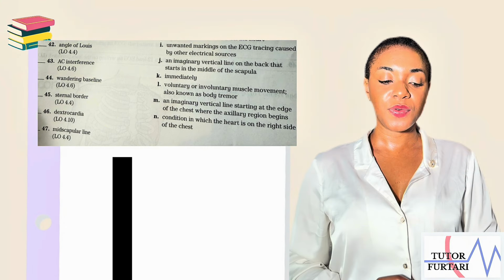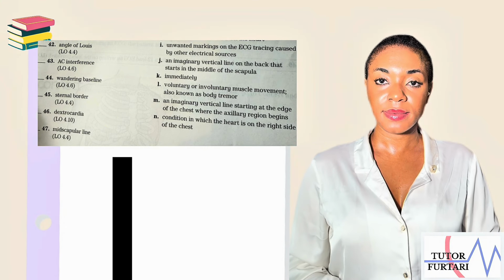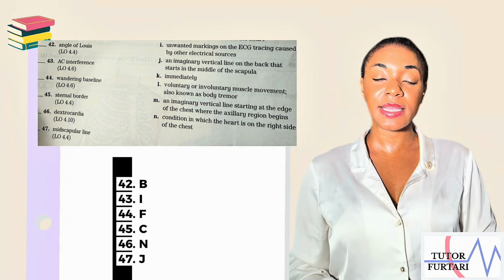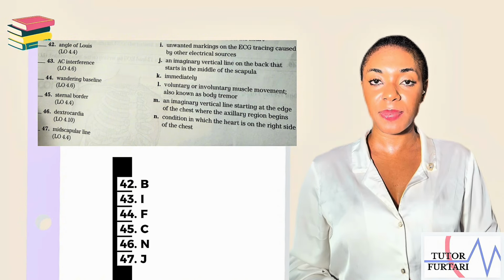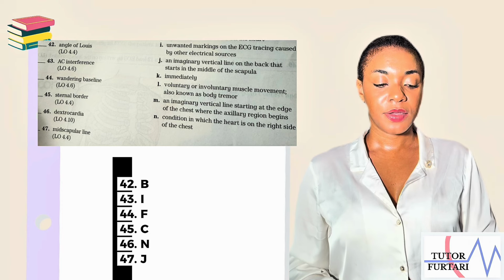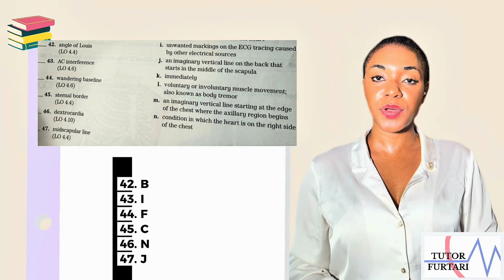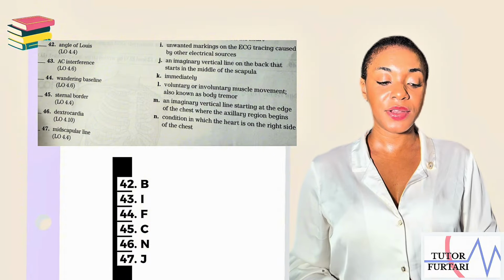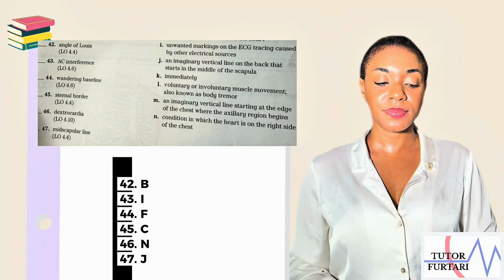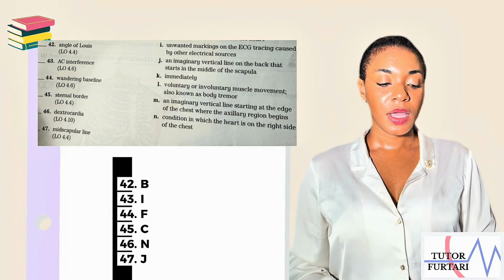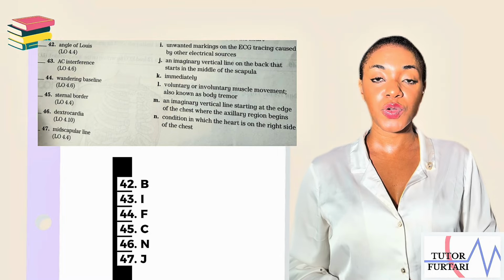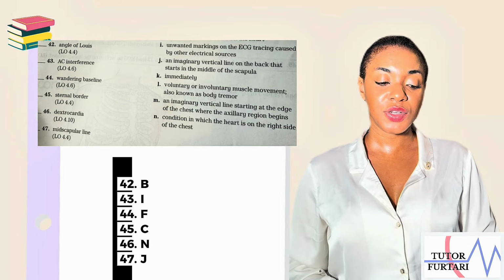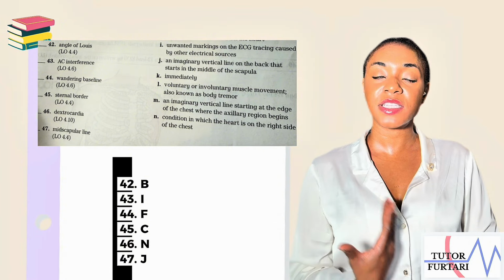44, wandering baseline. The answer would be F, drifting ECG baseline away from the center of the paper. 45, sternal border. The answer is C, outer edge of the sternum. 46, dextrocardia. The answer is N, condition where the heart is on the right side of the chest.